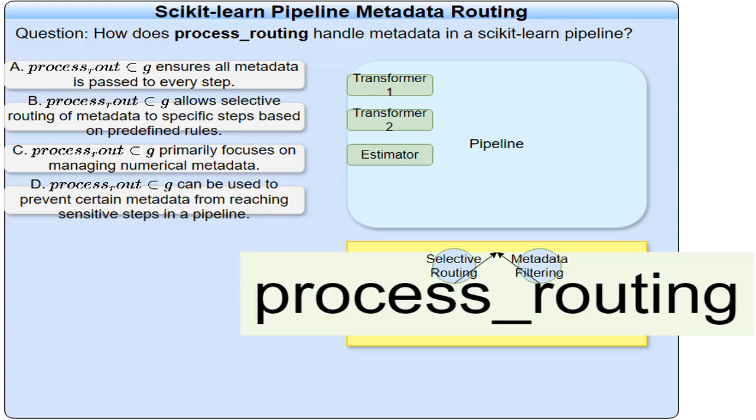This highlights another crucial aspect of process_routing. It's not just about routing, it's also about filtering. You can use it to stop certain types of metadata from reaching specific parts of your pipeline. For example, you might want to prevent sensitive data from reaching a step that doesn't need it.